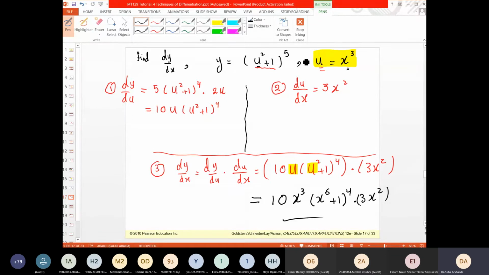They give it to me in the question. This is the question. It is u squared already. u is x cubed. Each u out, place x cubed instead. So it will be 10 times x cubed.